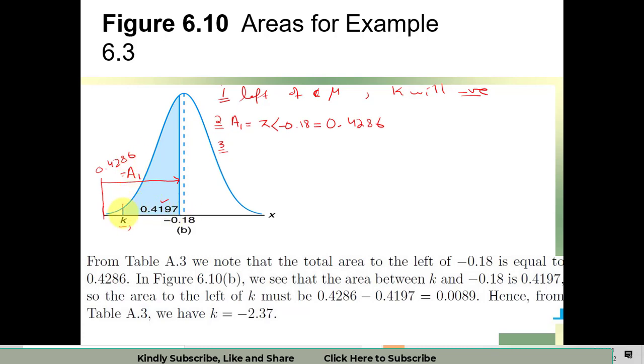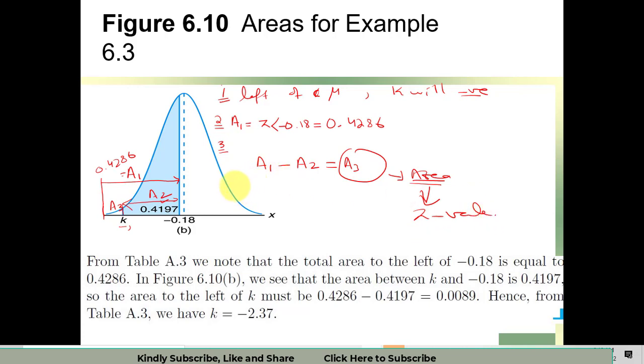This area is between these 2 points, and the 0.4286 is from the left hand side till this value. So what we will do, we will subtract A2 from A1, and we will get this third value, that is A3. This is basically the area, or you can say probability, and we will then check what z value is associated with this area.